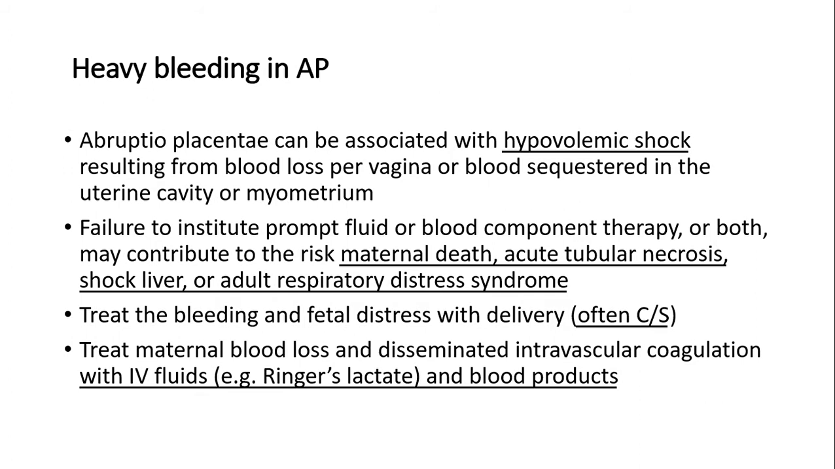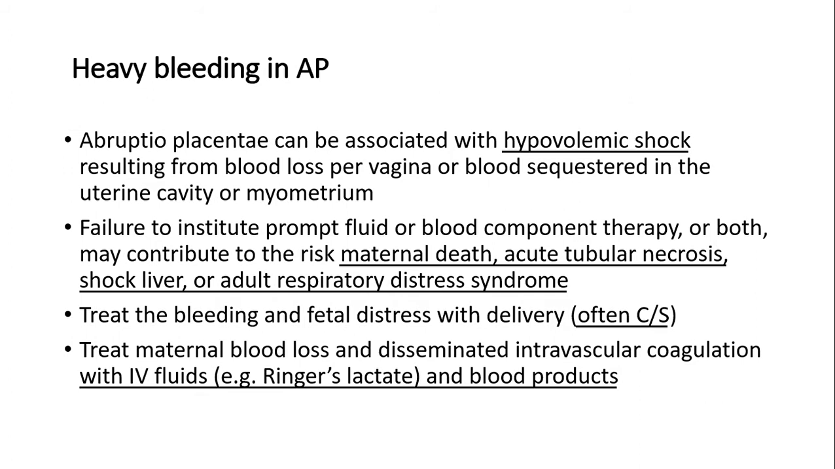Abruption of placenta can be associated with hypovolemic shock because the blood goes to the uterine cavity or invades the myometrium. Failure to institute prompt fluid or blood component therapy or both may contribute to risk of maternal death, acute tubular necrosis, shock liver, or adult respiratory distress syndrome. Treat the bleeding and fetal distress with delivery.